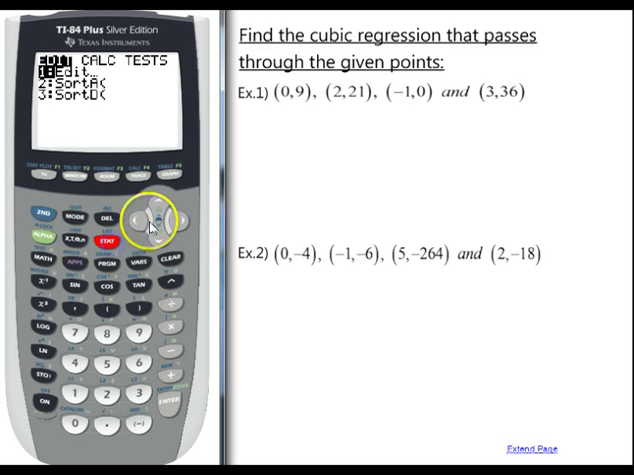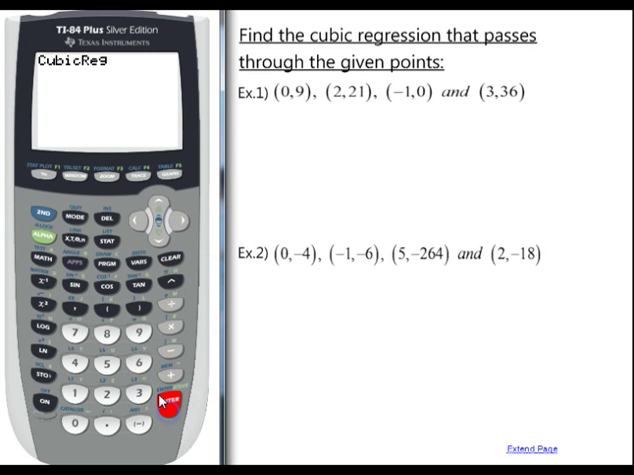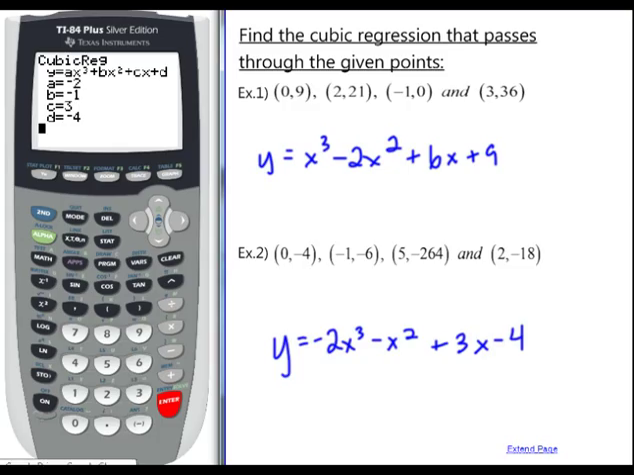And then we'll click Stat, move over to Calc, and then this time we'll use the cubic regression, option 6. And here is our cubic function. Y is equal to x cubed minus 2x squared plus 6x plus 9. Now I want you to try it with the second example and check back with me when you're finished. You should have gotten y equals negative 2x cubed minus x squared plus 3x minus 4.